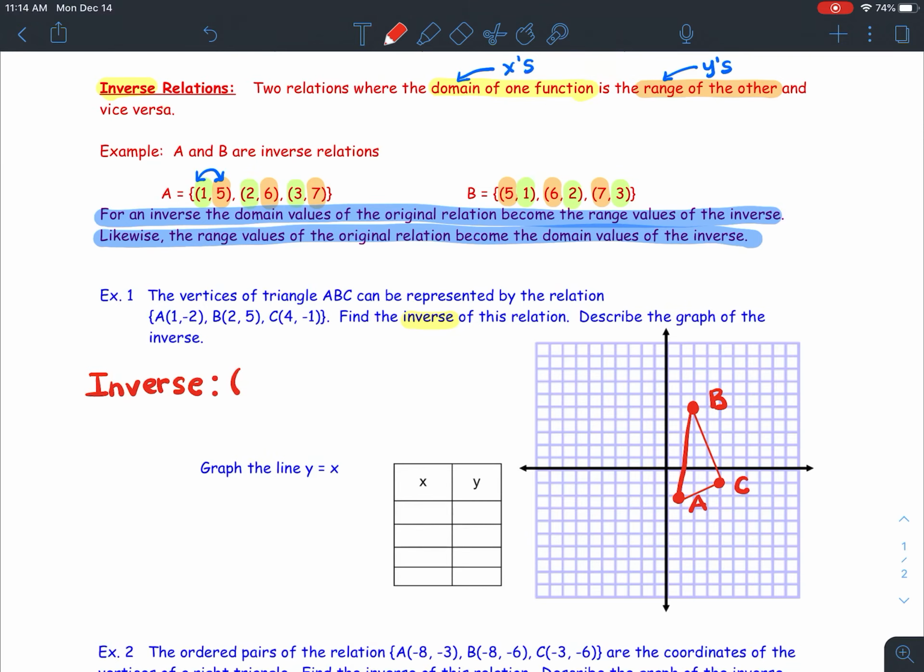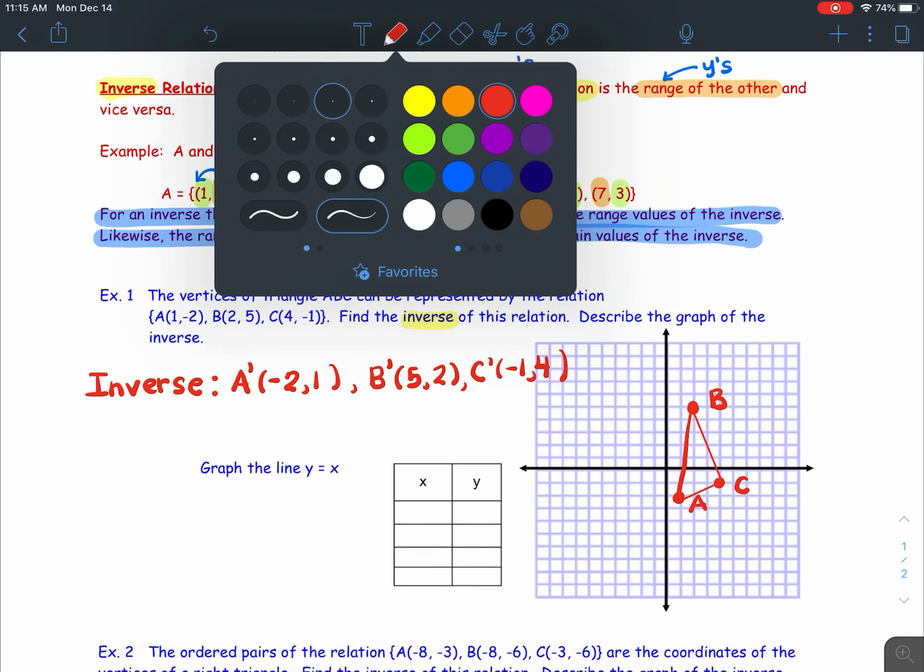So for the inverse to point A, I'm just going to give it a little apostrophe here to show this is the inverse. I'm going to flip-flop the x and the y values. So instead of the point 1, negative 2, you can see I flip-flopped them. That'll be the point negative 2, 1. For B with a little apostrophe, I'm going to flip-flop the coordinates for B, and then the same thing for C. Now I'm going to plot these new points.